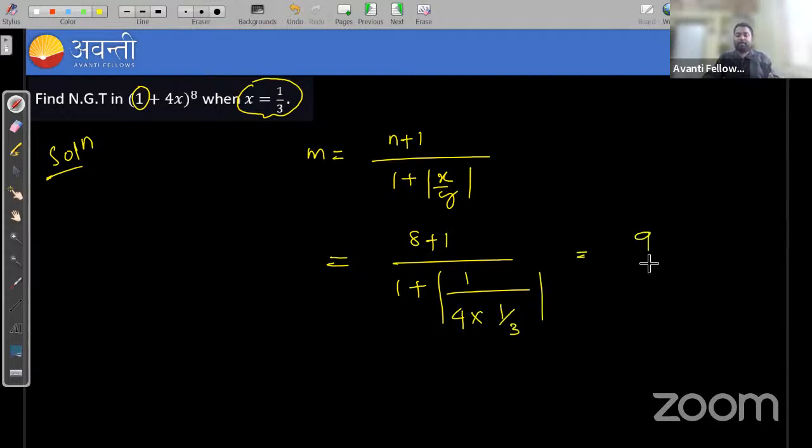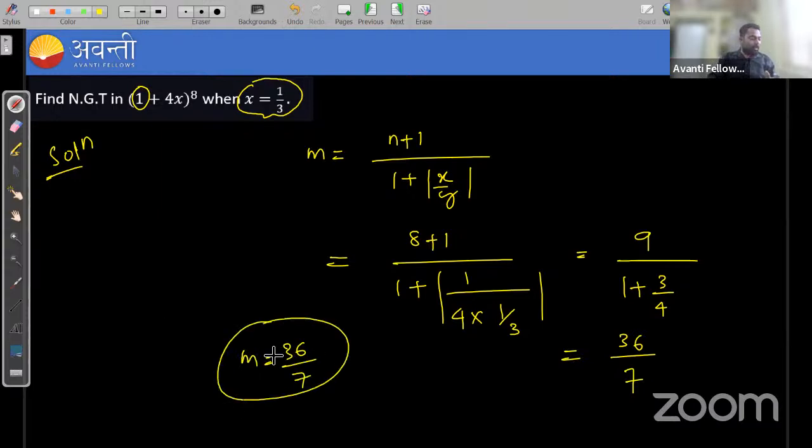Okay, so now it is simple. 9 upon 1 plus 4 by 3, that is 1 plus 4/3, which is 7 by 4. So 9 into 4, 36 by 7. So we are getting m equal to 36 by 7. Okay, we got m as 36 by 7. Is it or not?